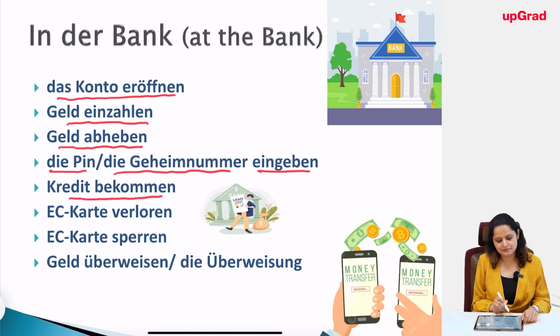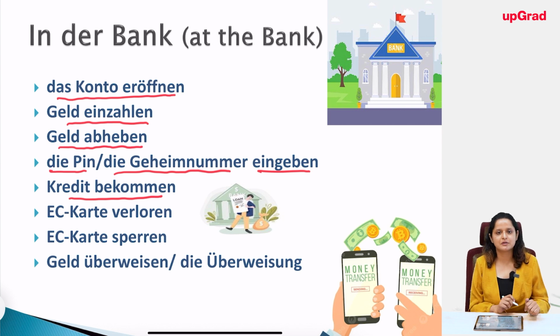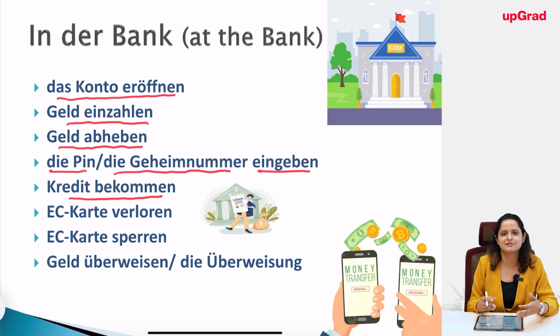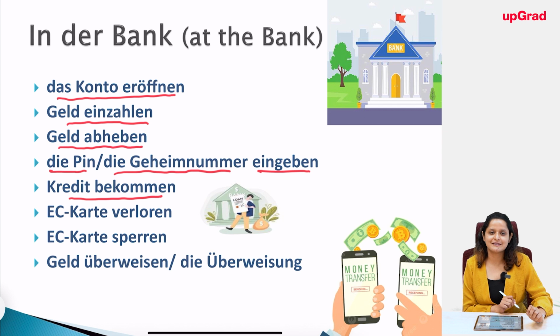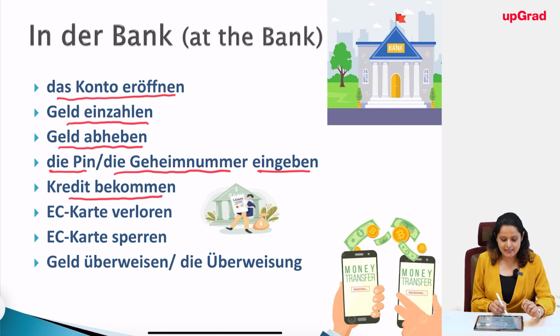Kredit bekommen means to get a loan. So credit means credit, like it does in English also. To get a loan or to receive a credit is Kredit bekommen. Bekommen specifically means to receive something, and in this case you are receiving a credit. So it is Kredit bekommen. Now, the next couple of things are a little important.